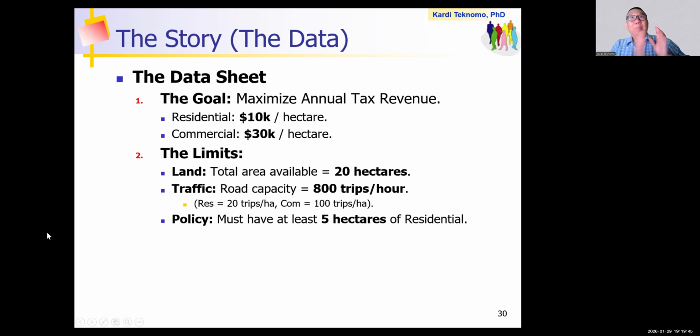So if you use your instinct, you will build only commercial. But look at the massive traffic. The commercial will have 100 trips per hectare, while residential is only 20 trips per hectare. We also have a law now that you must have at least 5 hectares of residential. And in terms of the land, you have the limit. The total area available is only 20 hectares.